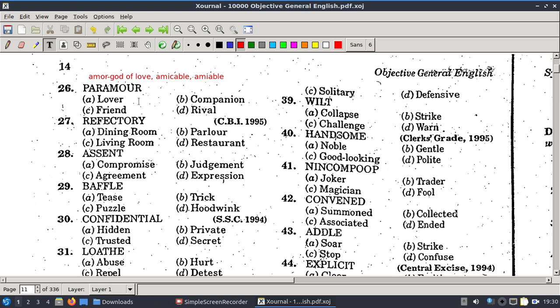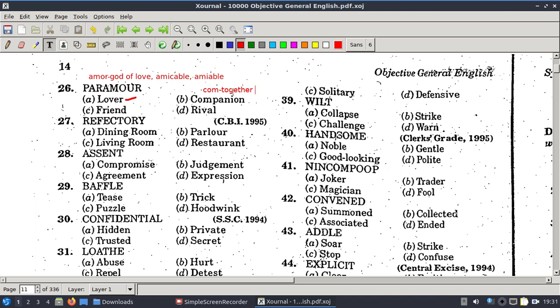So lover is the correct meaning here. Friend is not a lover. Companion: com, we all know, means together. We have discussed this multiple times. Right, com means together. Yesterday also we had discussed it. Combine is com together plus bind, that is combine. Companion, com signifies something together.